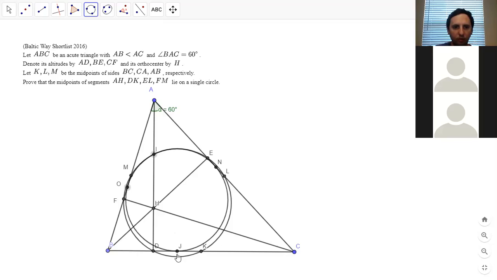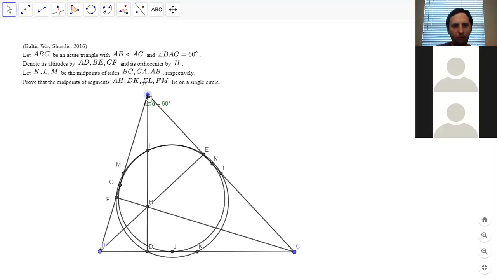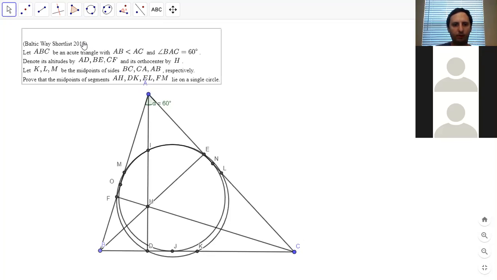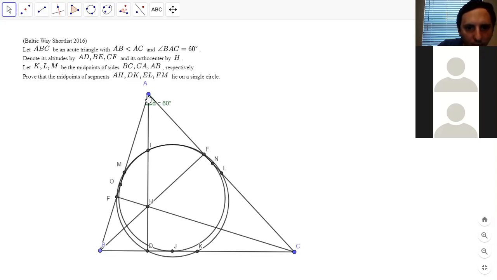That doesn't even look true. Am I missing something? I'm wondering if this is actually, because this doesn't look like it passes through N. Oh, I think it does. My bad. I was just looking at it wrong.